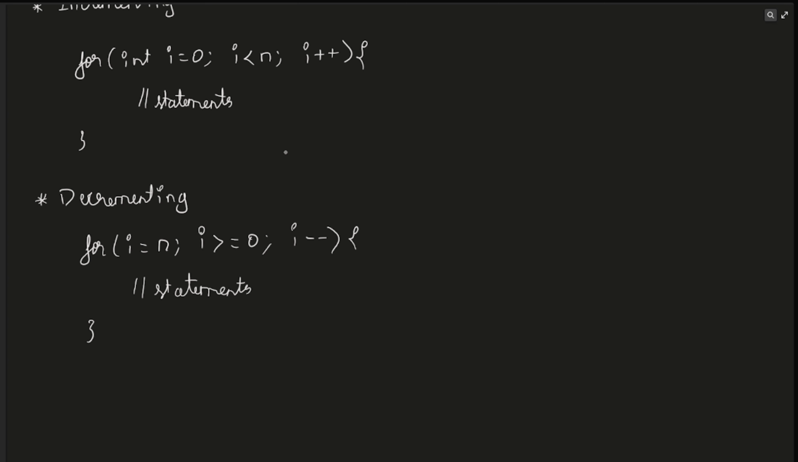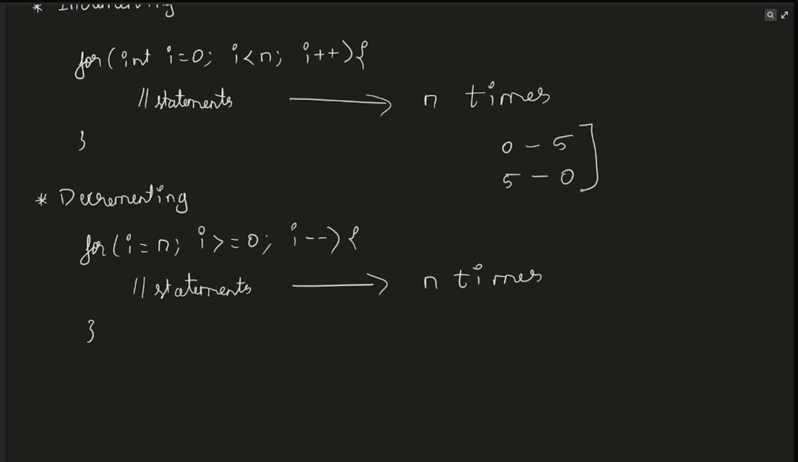Now let us try to analyze the time complexity of these two for loops. We know the time complexity of this incrementing is nothing but order of n, which is n times. Even the decrementing for loop takes the same time as the incrementing for loop. Why? Because if we count the values from 0 to 5 and 5 to 0, the number of counts will be the same, right? Irrespective of incrementing or decrementing, the time complexity of the for loop will be order of n time.